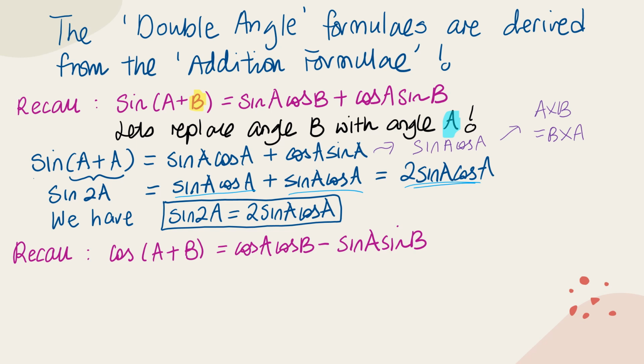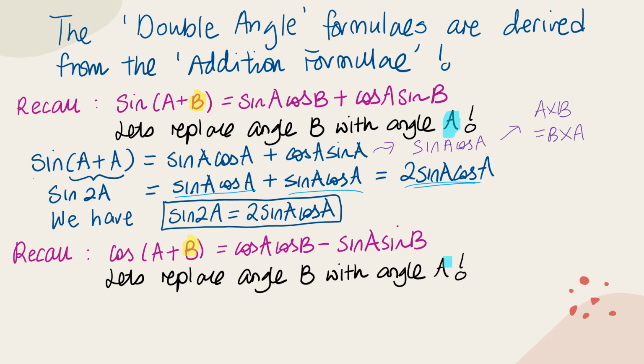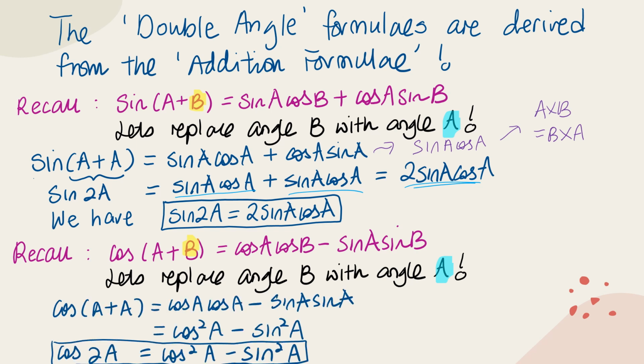And we're going to do the same to derive the double angle for cosine. We will begin by using the addition formula for cosine bracket A plus B, which is cos A cos B minus sine A sine B. We're going to use the same process, replace angle B with angle A. So we end up getting cos 2A on the left-hand side, and on the right-hand side it will give us cos squared A minus sine squared A.